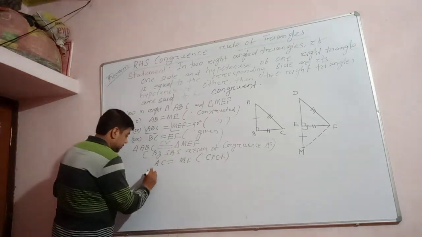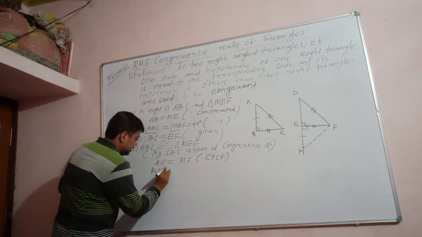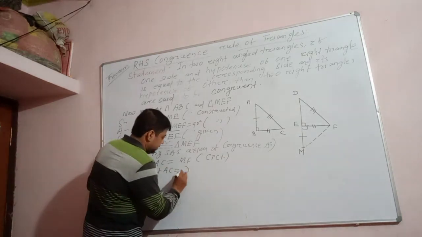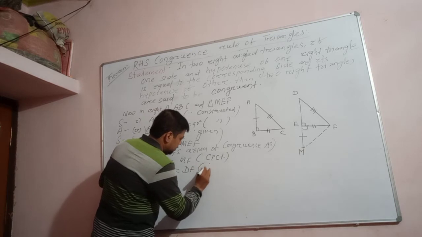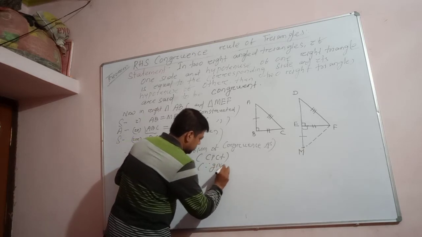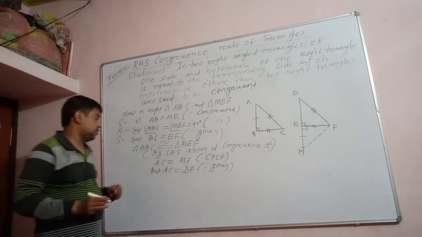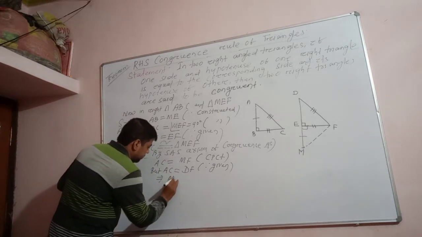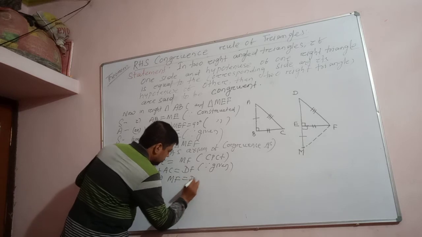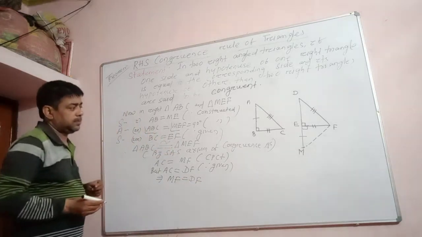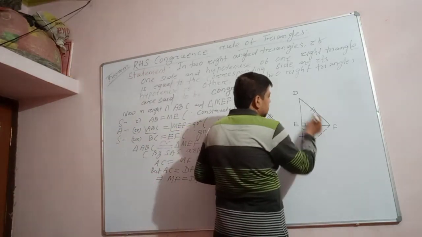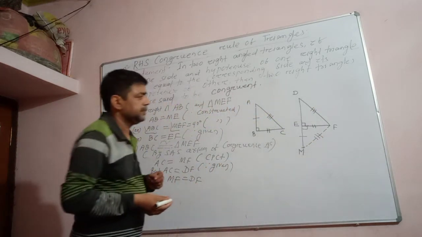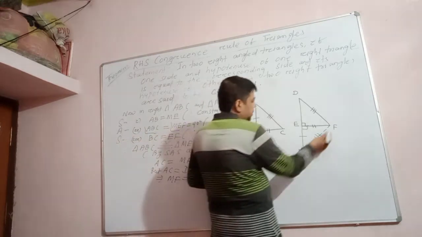But you see AC, what is given? The hypotenuse AC is equal to DF. Is it given already? Since it is given, AC is equal to MF and AC is equal to DF. So that implies MF is equal to DF.